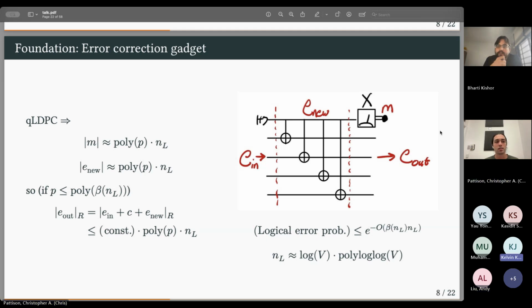Yes. Hi, Chris. So, why is the logical error of this form? Like, how does it come from this output physical error? Okay. Great. So essentially, we have this guarantee that our decoder has this requirement on the input error: if the input error plus the syndrome error is small, then the output error, the residual error, will also be small.